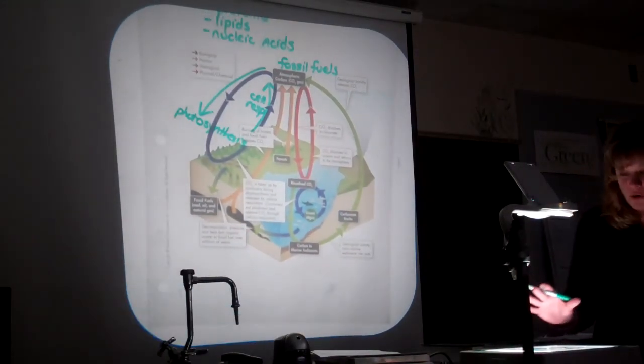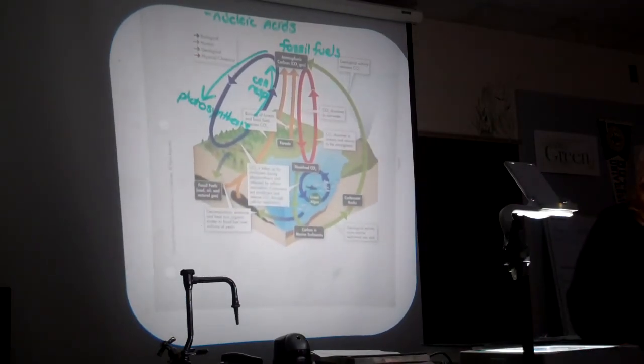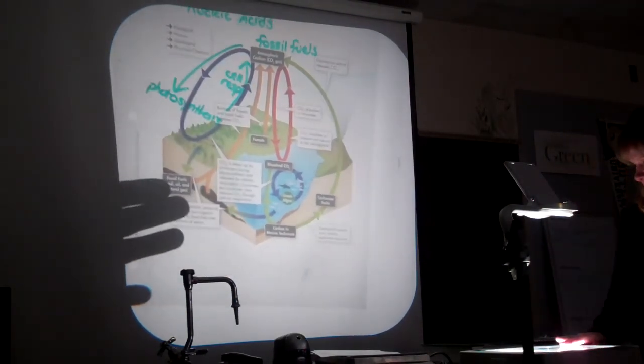Again, guys, it's important to be able to trace an atom like carbon through the environment, and understanding how to read these is crucial. So, the carbon cycle, this is one of the more complicated ones. All right guys, I'm done for the day.